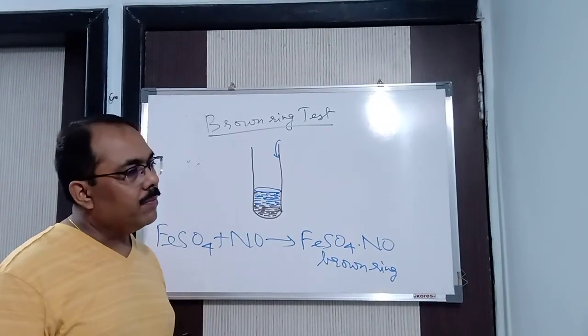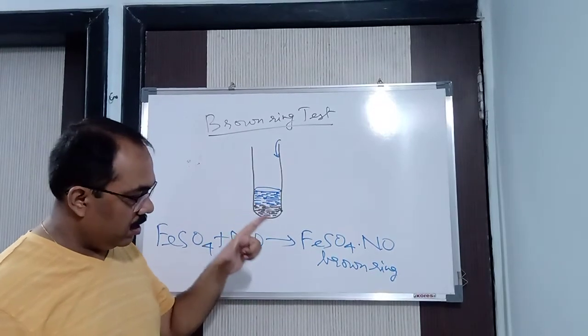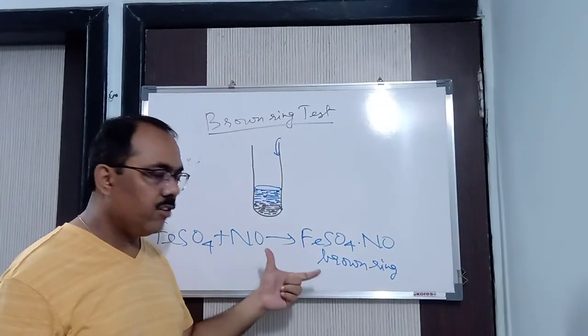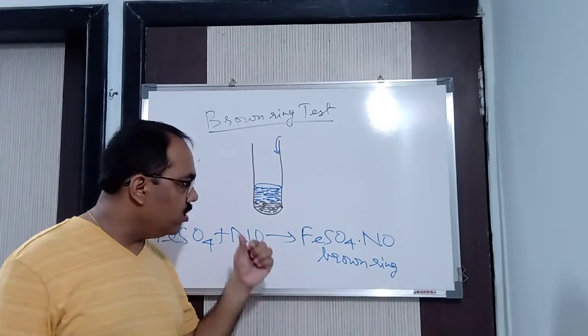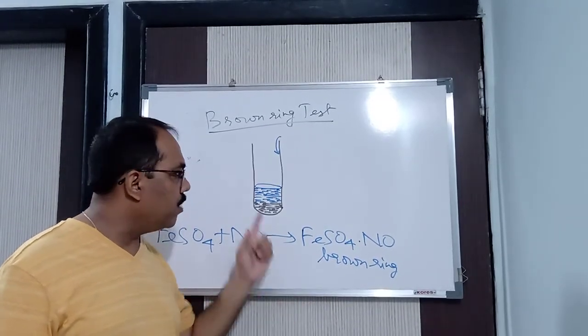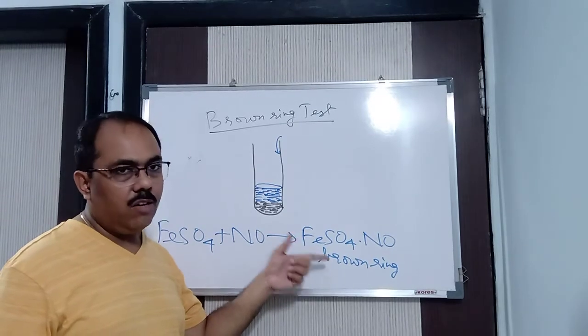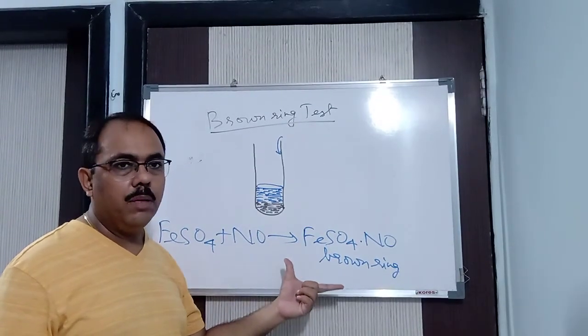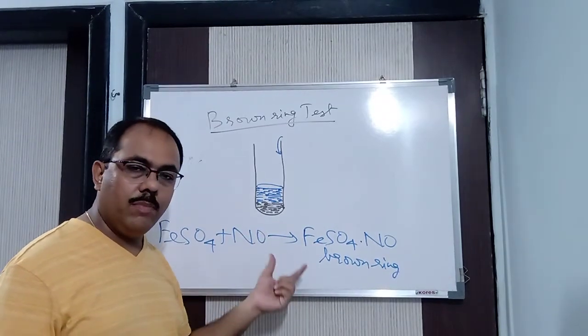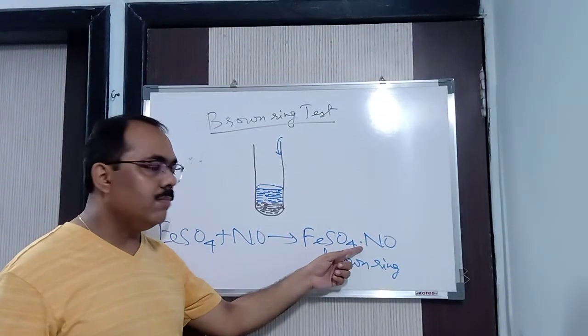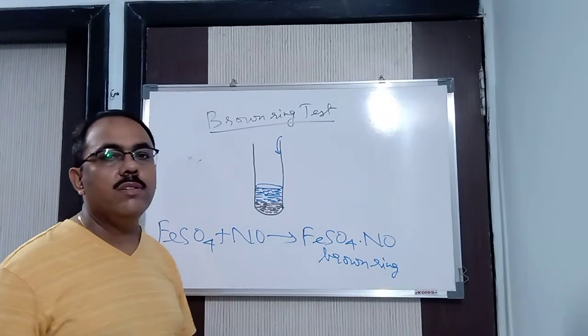When you are putting it under tap water, or in an ice cold mixture, you need to see that you are not disturbing it. Then the brown ring will not be formed, because while disturbing, the heat will be liberated. Concentrated sulfuric acid, when it dissolves in water, liberates heat, and that heat will break this bond, due to which the brown ring is going to disappear.